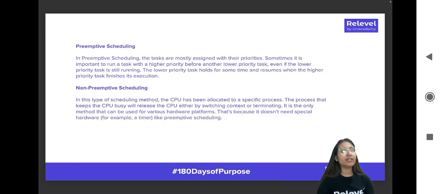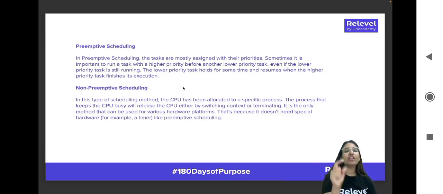So in preemptive scheduling, the tasks mostly have priorities assigned to them. Sometimes it does happen that there is a certain task that has a higher priority than other tasks, and it has to be executed first, even though a lower priority task might already be executing. Because of this, the running task is interrupted or halted for some time, and then it is resumed later when the priority task is finished. This type of scheduling is used when a process either switches from the ready state to the waiting state, or goes from the running state to the ready state.